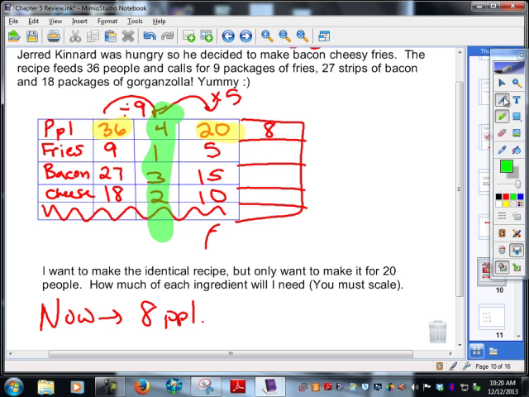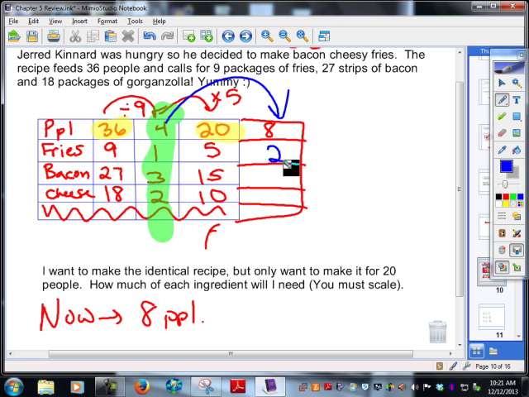I already know how much I needed for 4 people. So I'm going to say, what did I do to go from 4 people to 8 people? I'm doubling it. I double the amount of people. So if I double the amount of people, doesn't that mean I just need to double the amount of ingredients, guys? So I needed 1 for 4 people, so now I need 2 for 8 people.